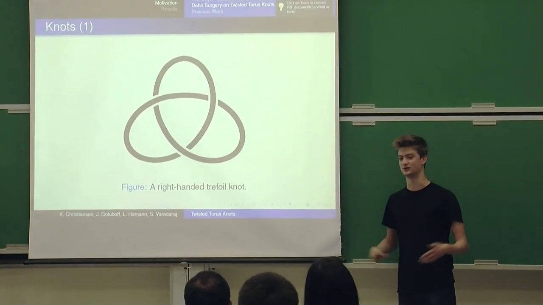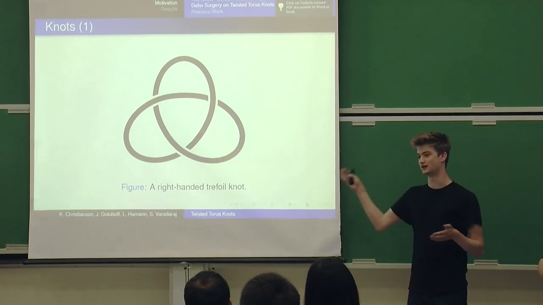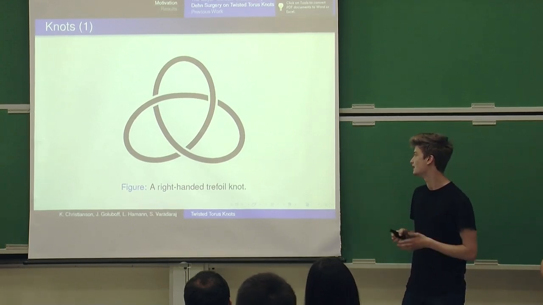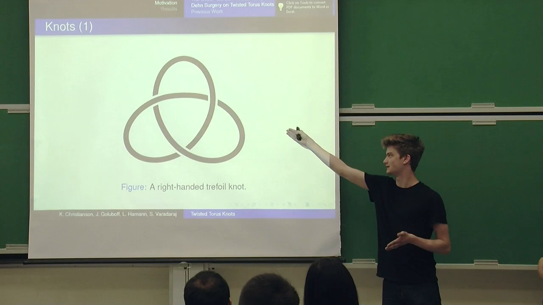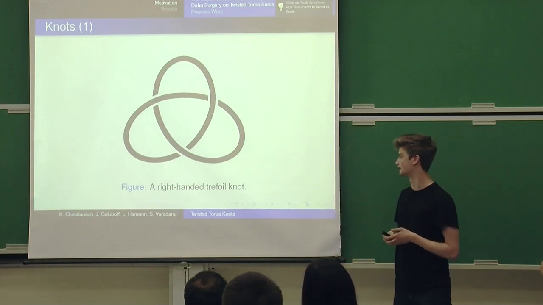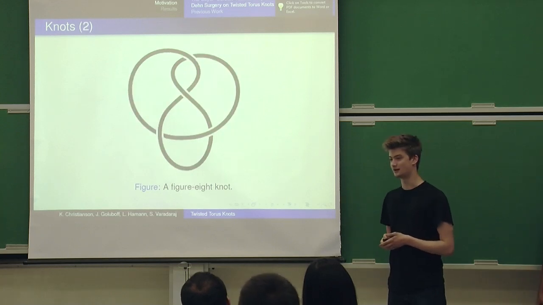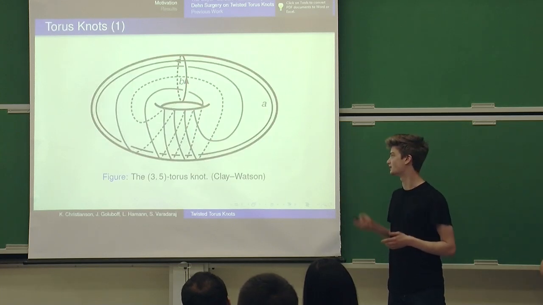So a knot is exactly what you think it is. It's basically an embedding of the circle into S3 or R3. It's basically just a circle, but you could go under and over and get some structure like this. Here's another example of a knot. And our particularly interesting one is the torus knot.